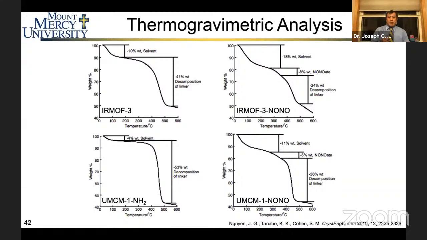As you can see with IRMOF-3 and UMCM-1 amine, we lose solvent, and then our next big drop is because our linker starts to decompose. But whenever we have the NONOates, notice we have this little blip right here. That means we have additional weight from our NONOate.